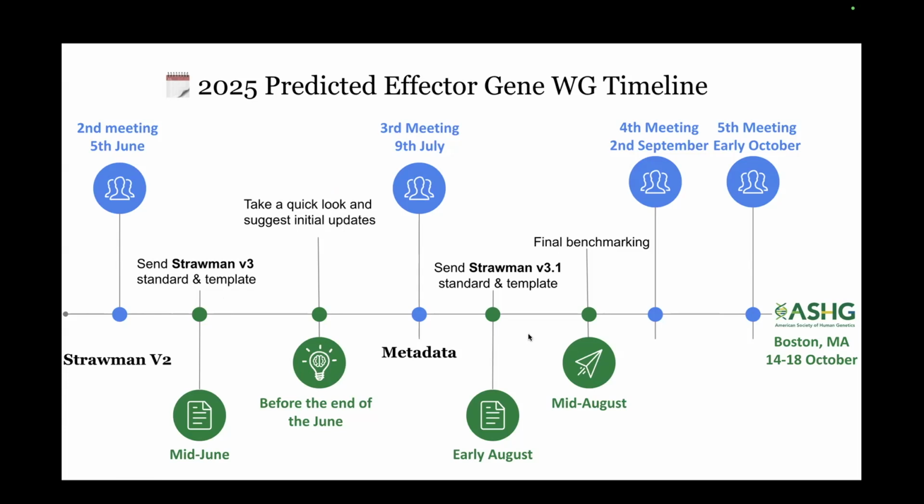So our most recent version that we produced was generated in early August. This is version 3.1, and this is what we have used for our benchmarking activities. That brings us to our meeting today. And then finally, we're going to have one more meeting in early October before ASHG, which is October 14th through 18th in Boston.